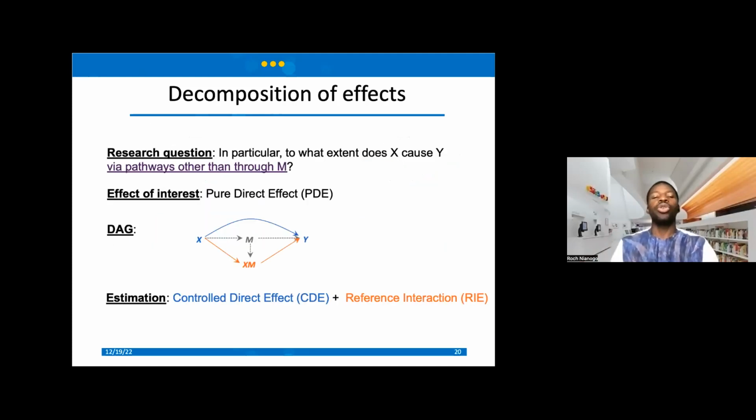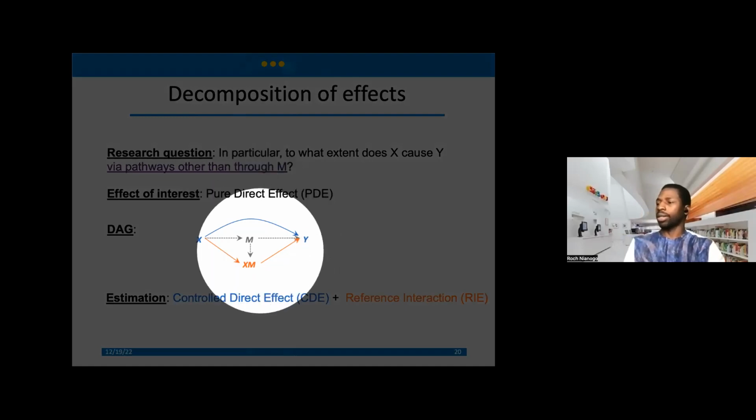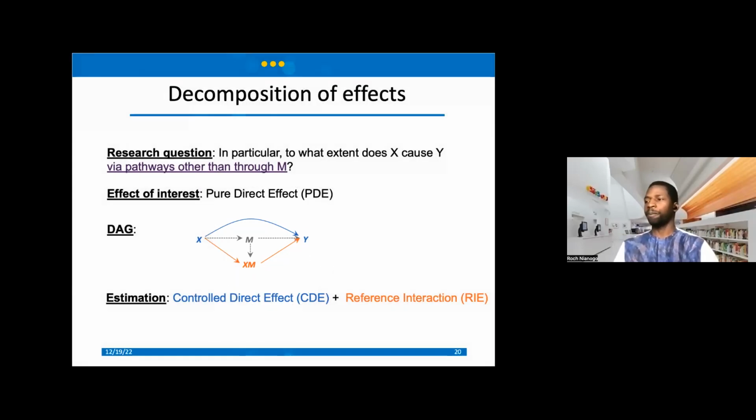Right. So imagine one is interested in what we call the pure direct effect. Basically, that person would be asking the question, to what extent does an exposure X cause an outcome Y via pathways other than through the main mediator of interest? That's what we call the pure direct effect. And then we'll see that later and how that plays a part into the total direct effect. You can see here that that's basically the blue line plus the orange line here, okay?